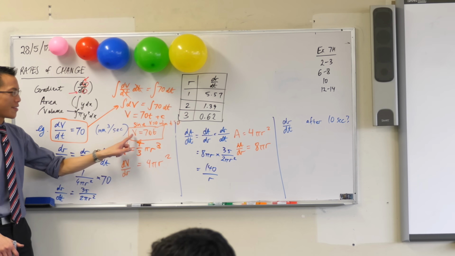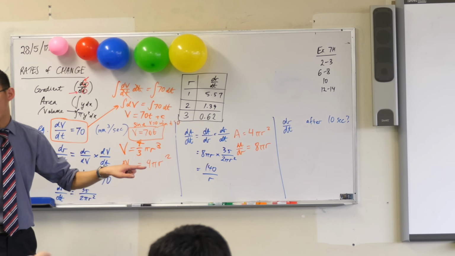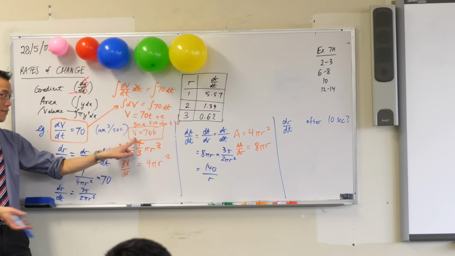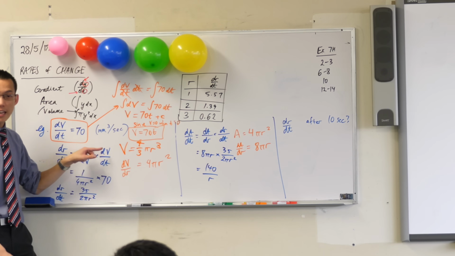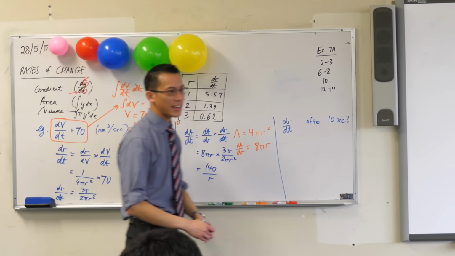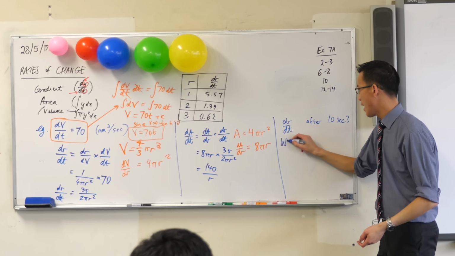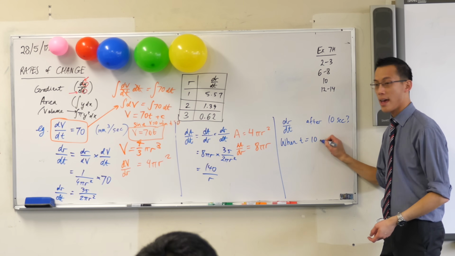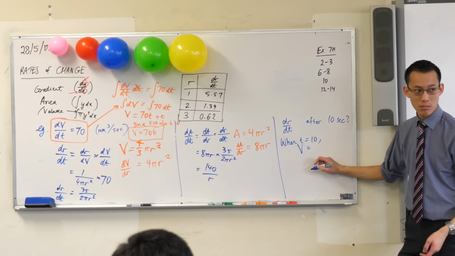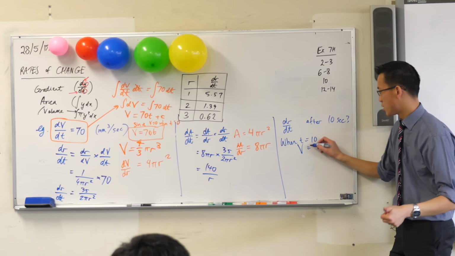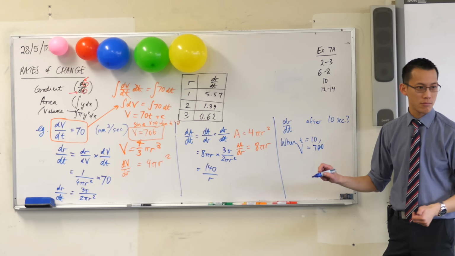Okay. We know that V equals 70t. What does that mean? As time increases, the volume increases at a rate of 70 millimeters cubed per second. Okay. So after 10 seconds, when t equals 10, the volume equals 70 times 10. Are you okay with that? So it's going to be 700 cubic millimeters.